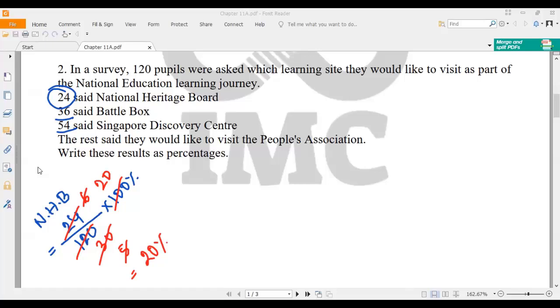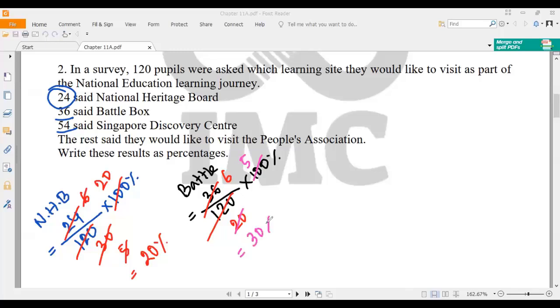Okay. Now, what about the Battle Box? So how many students want to go to Battle Box? That is 36. So 36 out of 120 multiplied by 100%. Okay. Now we need to do the calculation. So at first we can divide by 6. 6 6s are 36. 6 20s are 120. Now if we divide 100 by 20, it will be 5. So 6 5s are 30%; 30% of students want to go to Battle Box.